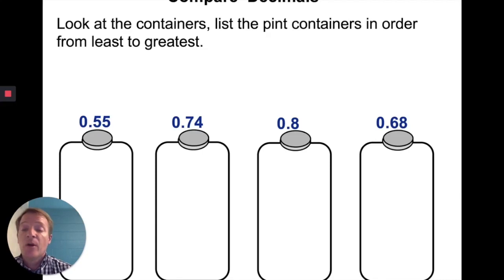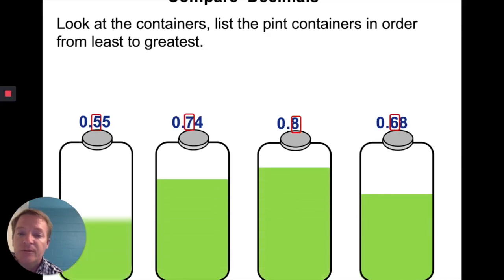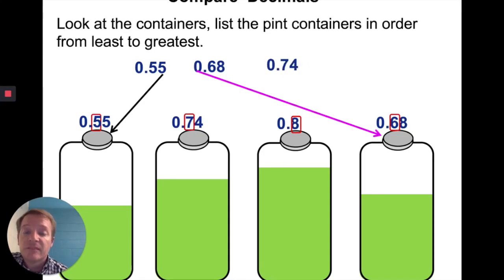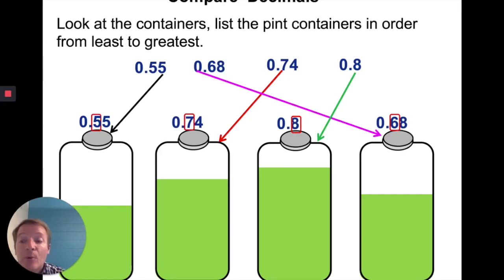Let's try another one. We're going to look to the right of the decimal point. We have a 5, a 7, an 8, and a 6. Which of those numbers is the smallest? We're going to fill them up so you can have a visual. 5 is smaller than any of those, so it's 0.55. What's next? I have 6, 7, 8. Well, 6 is smaller than 7 and then 8. So that should be the correct order: 0.55, 0.68, 0.74, and 0.8.